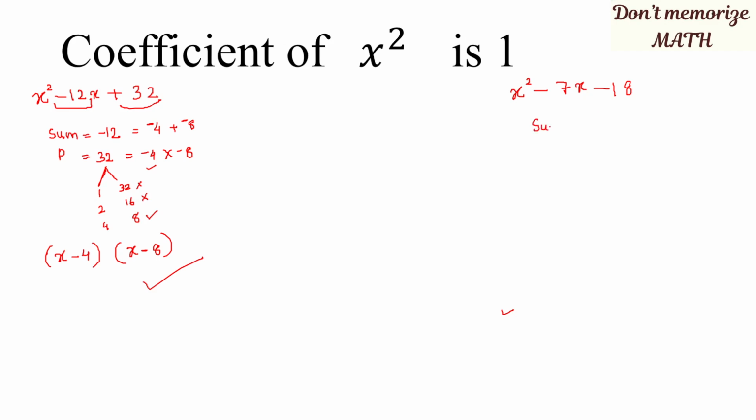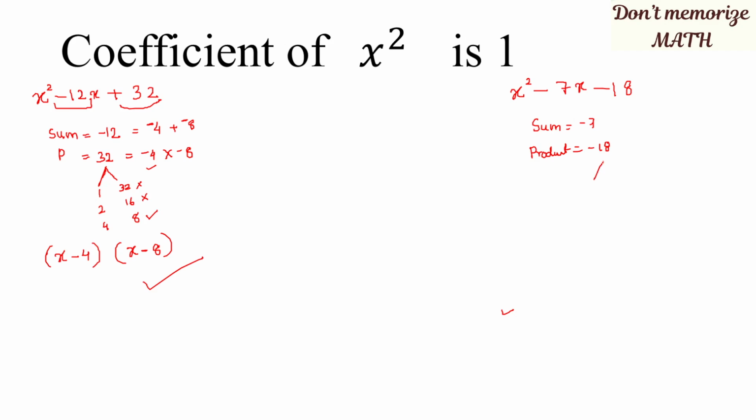So write sum. Sum is negative 7, the number with x. Product is negative 18. So now we need two numbers, where the product is minus 18 and the sum is negative 7.